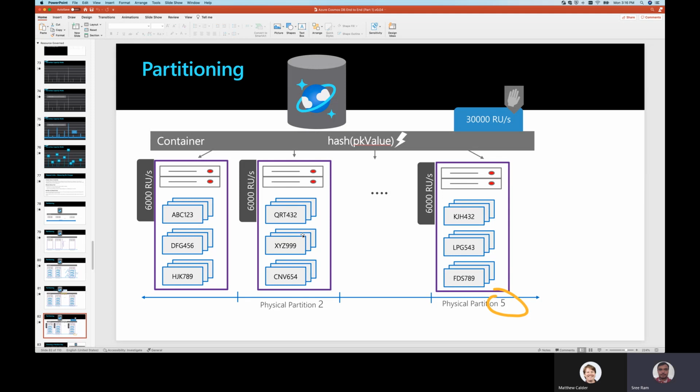And let's say we assign 30,000 RUs on this particular container. If there are 5 physical partitions in this container, each physical partition gets 6,000 RUs. That's how it works. Every physical partition has the same number of RUs as the other physical partitions. Therefore, you have to divide 30,000 RUs, assuming there are 5 partitions here, and everything gets 6,000 RUs.